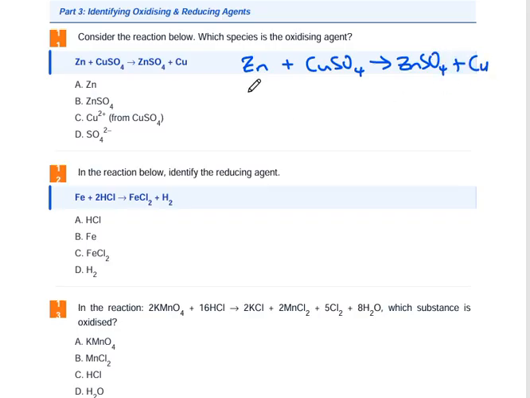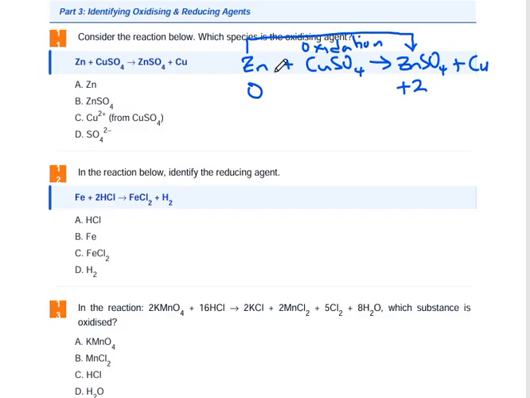Now the oxidation number of zinc here is 0, and that of zinc here is plus 2. So the oxidation number of zinc has changed. Zinc is 0 because the oxidation number of pure elements, elements that are not combined, is 0, but it is plus 2 here because it is combined. And from 0 to plus 2 is an increase in oxidation number. That means this is oxidation.